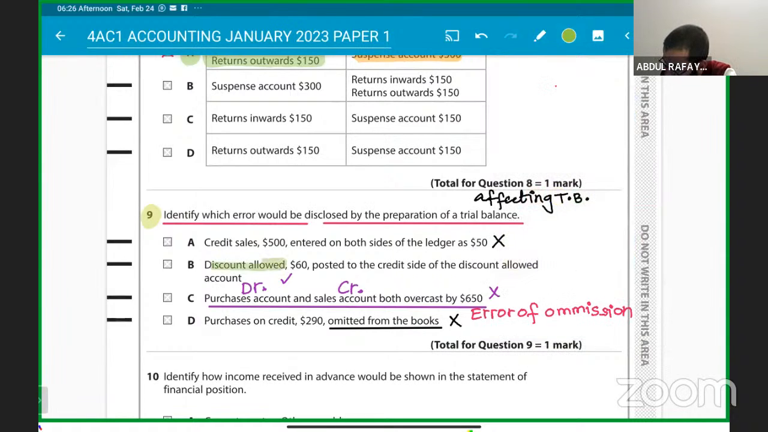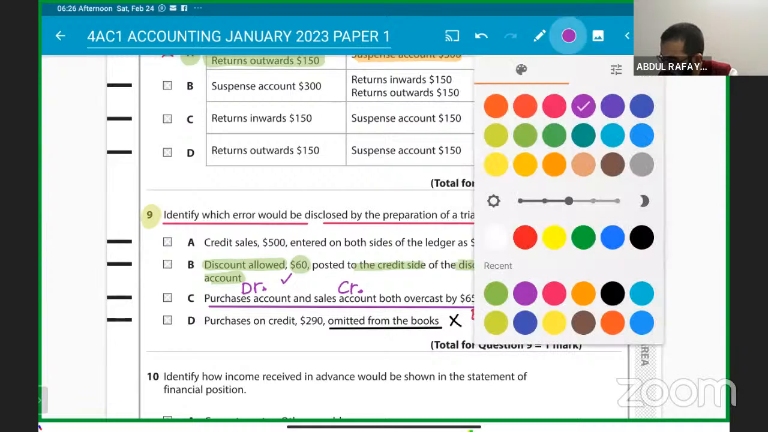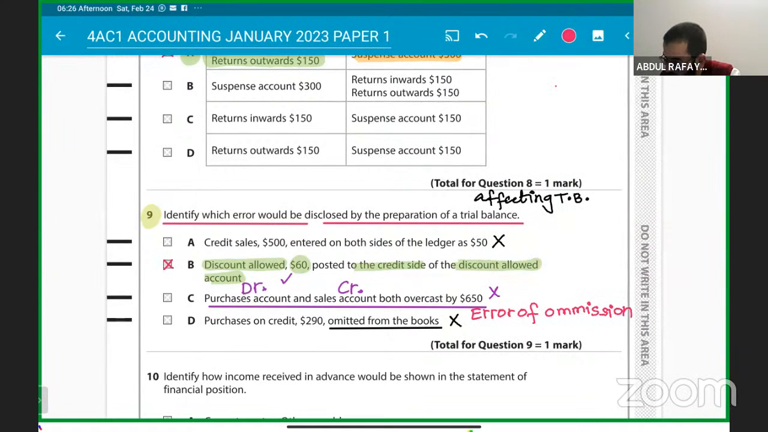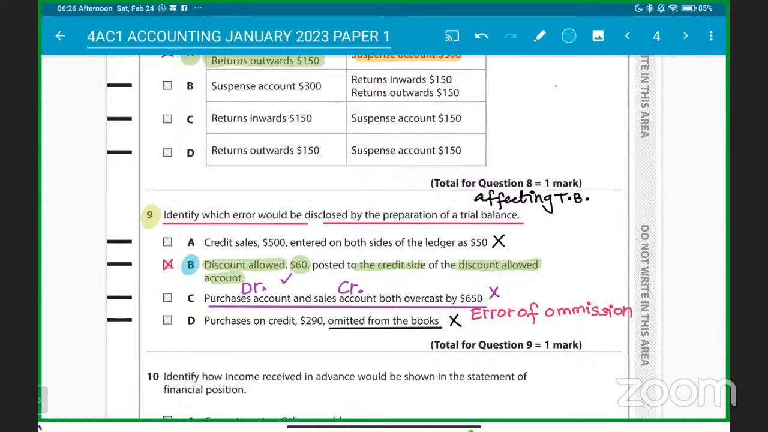Because discount allowed of $60 is posted. Discount allowed is an expense, but it is posted to the credit side of the discount allowed account. So what it simply means is that an expense is treated as an income. That is why the answer will be 9B. B will be the option. Got that clear?